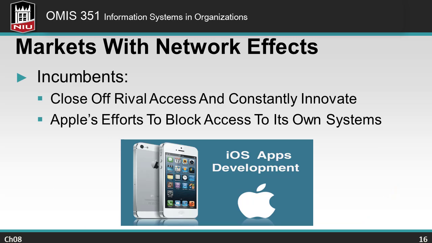Incumbents in markets with network effects work to block access to rivals. One way to do so is by constantly innovating so that rivals are constantly chasing the leader. For example, Apple blocks access to its systems by embedding key software into their hardware and releasing a steady stream of updates. The result is that creation of Mac clones would be difficult and those products would be short-lived.